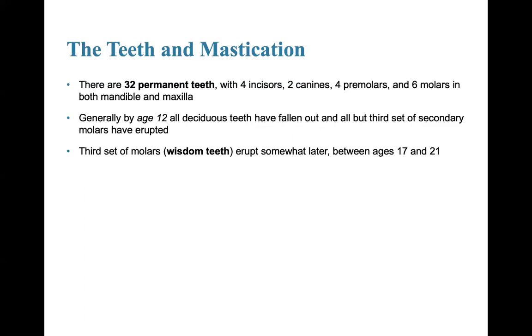In a human mouth, an adult mouth, there are 32 permanent teeth, with 4 incisors, 2 canines, 4 premolars, and 6 molars in both the mandible and the maxilla.